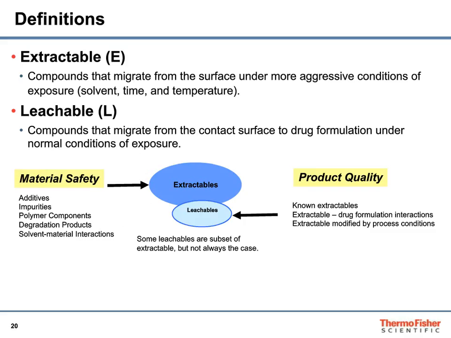Here are brief definitions. Extractables are the compounds that migrate from the surface under more aggressive conditions of exposure, for instance, different solvents, time, and temperatures. Leachables are the compounds that migrate from the contact surface to the drug formulation, or to the human body if it's medical devices, under normal conditions of exposure.